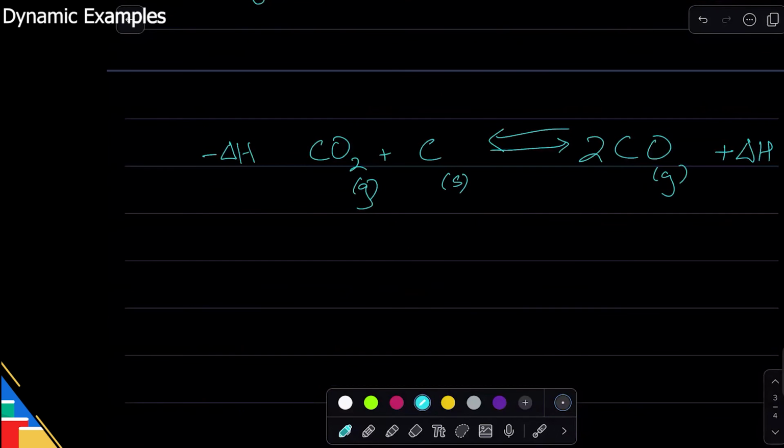If I do this reaction at a high pressure, which side will it favor, left side or right side? Yes, you're right. It will favor the left side. Does anybody know why? When I increase the pressure, equilibrium goes to the left side. Why is that? Sir, because pressure applies to gases only, and the gas has only 1 mole on the left side and 2 moles on the right side.